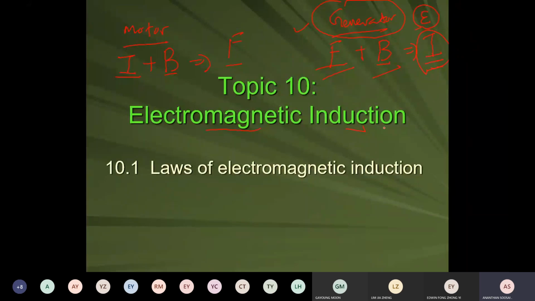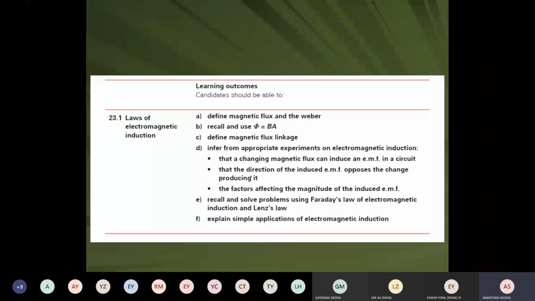Induction means producing voltage from electromagnet, the magnetic field. From electromagnet, we produce voltage. It's called induction. Two scientists contributed to the development of the generator, and they have laws based on this. Yeah, very short. The learning outcome.